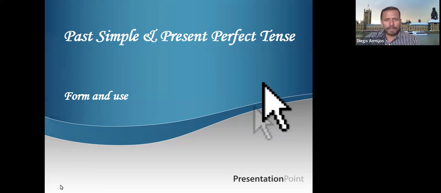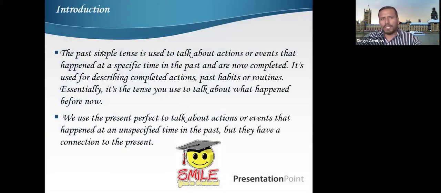Let's get started. Well, the past simple is used to talk about actions or events that happened at a specific time in the past and are now completed. It's used for describing completed actions, past habits, or routines. Essentially, it is the tense that you use to talk about what happened before now.